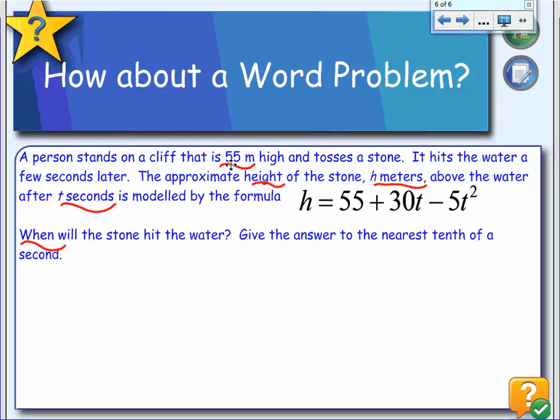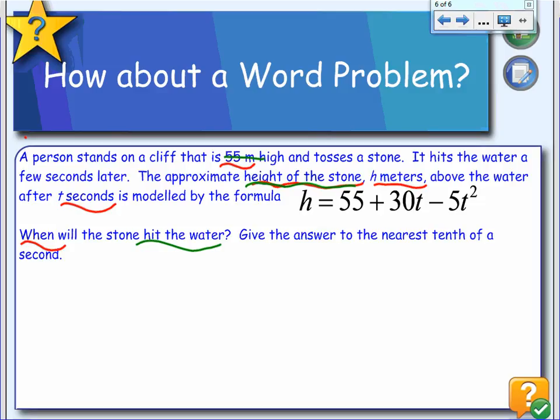Because they're not saying that h is the height of where you are when you toss the stone. They're saying h is the height of the stone. And what's the height of the stone when it hits the water? So that's the key here. Height of the stone when it hits the water. So this is one of those distractor questions. That 55 meters high is a distraction, because it's talking about you, not the stone when it hits the water.